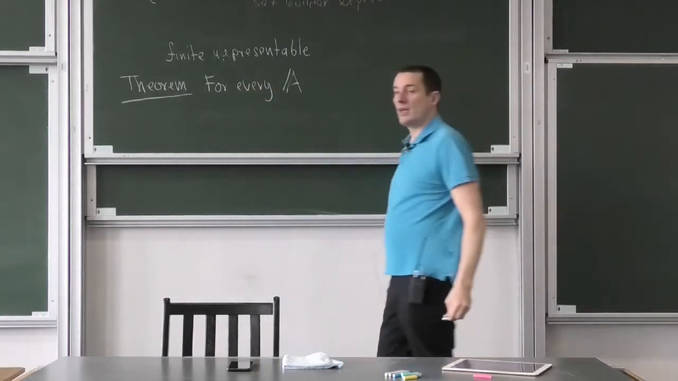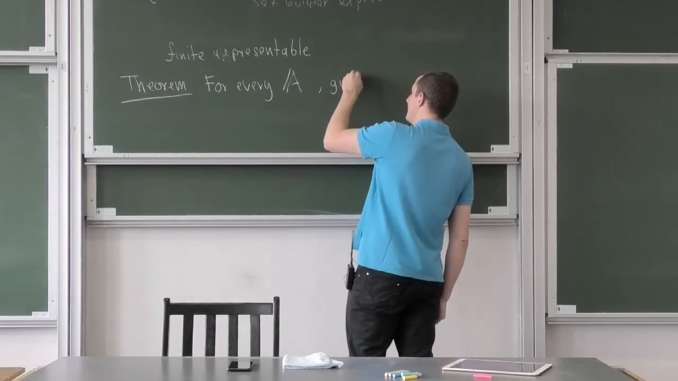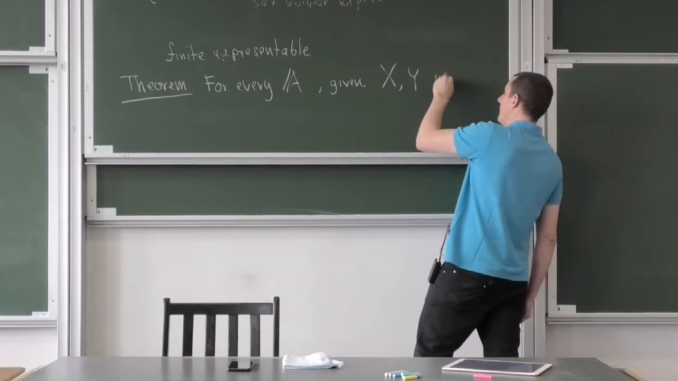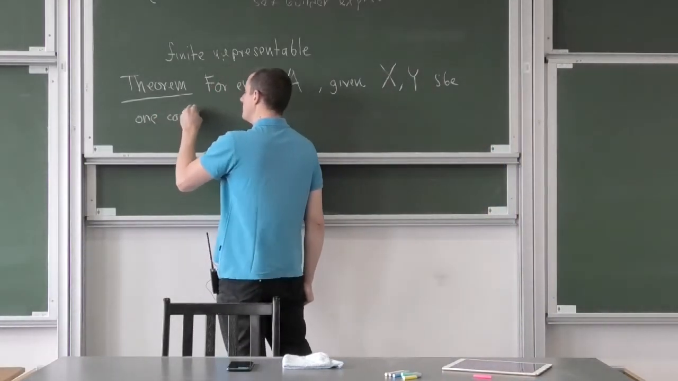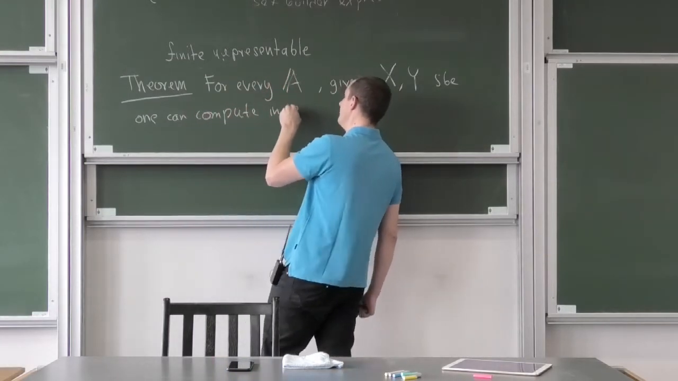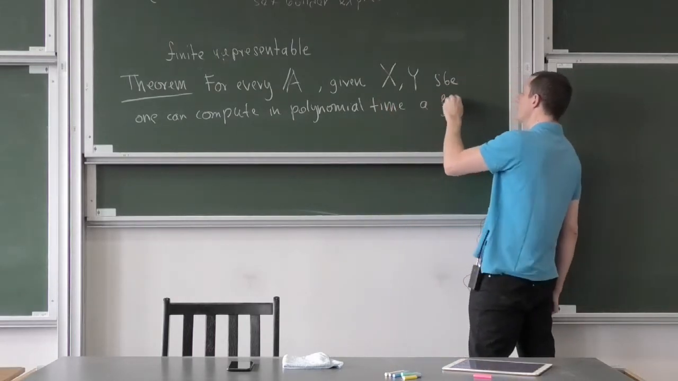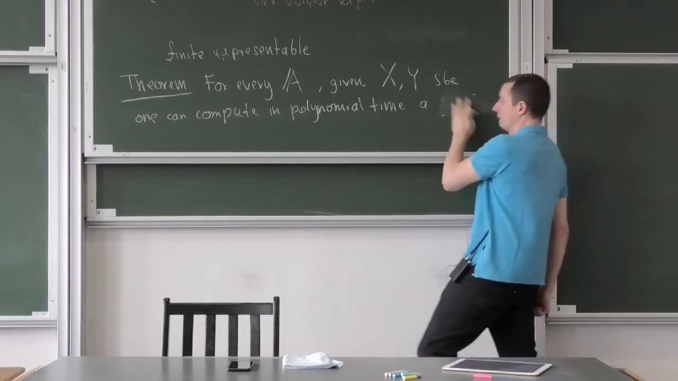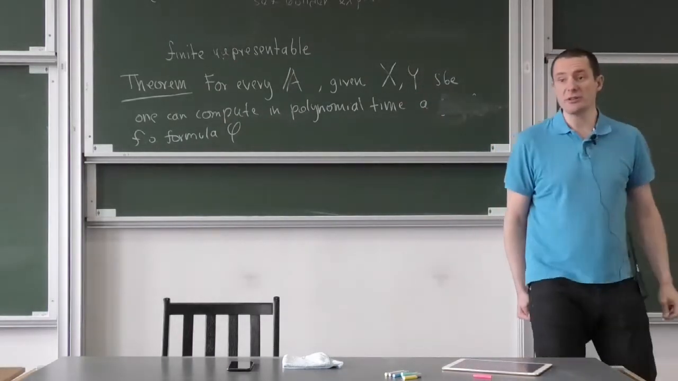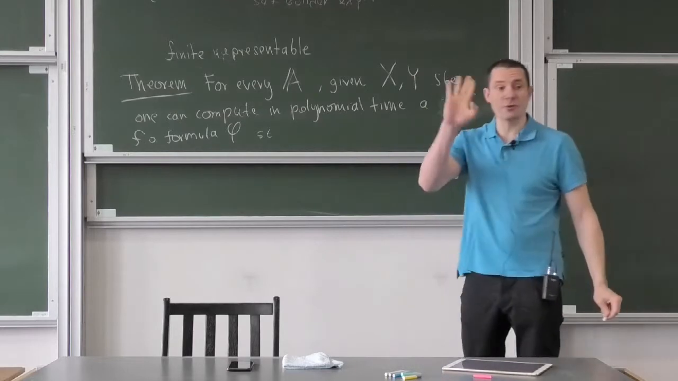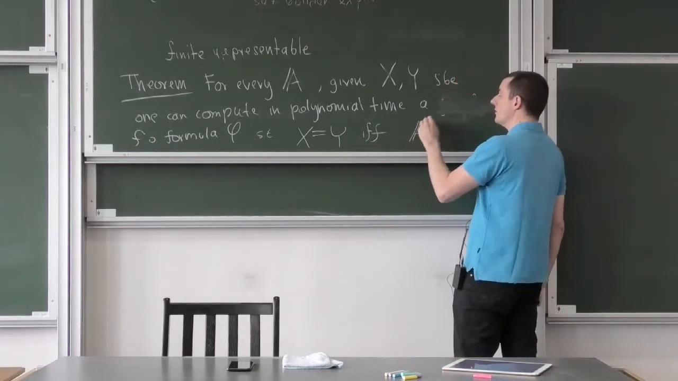For every choice of atoms, and there's no assumptions here, it doesn't have to be decidable in any way, given x and y by set builder expressions, one can compute in polynomial time a first order formula phi, depending on these set builder expressions, that has no free variables, so it's either true or false, such that x equals y if and only if the formula is true.